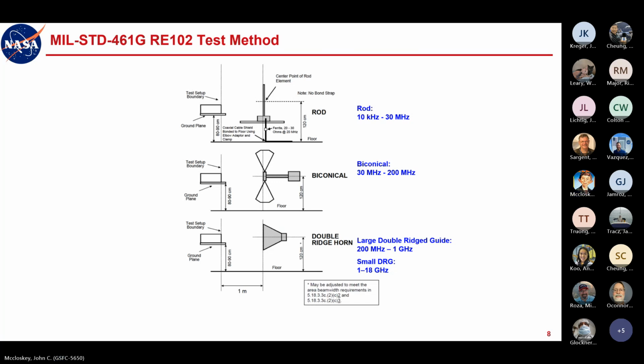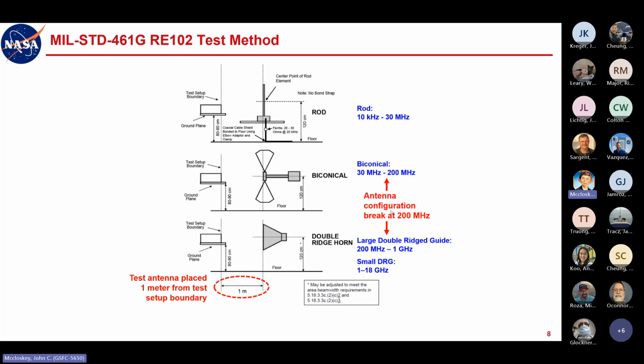So getting to the RE102 test method, we've hit on this in some previous sessions, but one of the key points here is the test antenna is placed 1 meter from the test setup boundary. This is one thing that's non-negotiable. There's a lot of tailoring that's permitted and encouraged, but in this case, the 1 meter measurement distance is very specific and non-negotiable for RE102. And I'll talk a bit about why shortly.